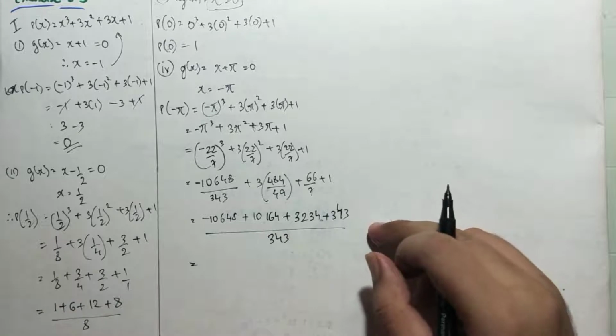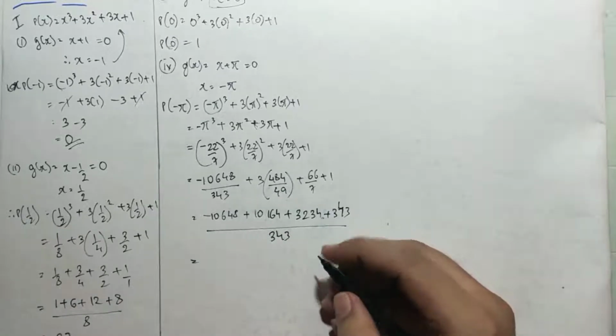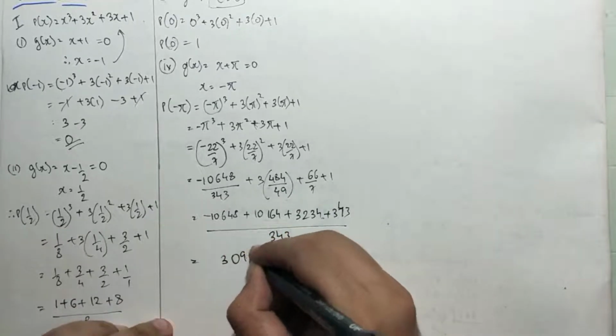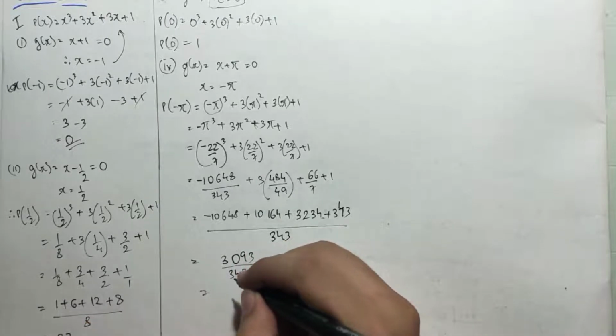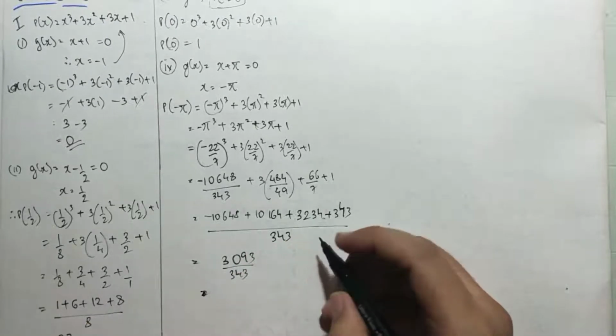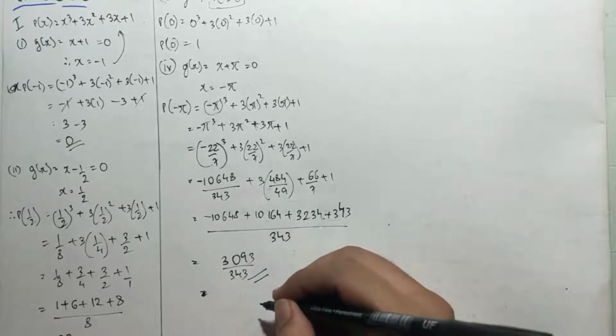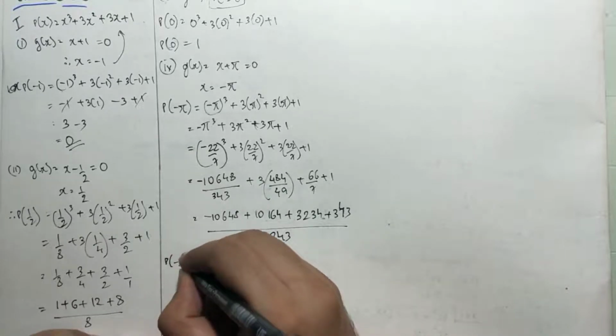If we add the numerators, 3093 upon 343. So this is your remainder because they are not further divisible. This is your final answer.